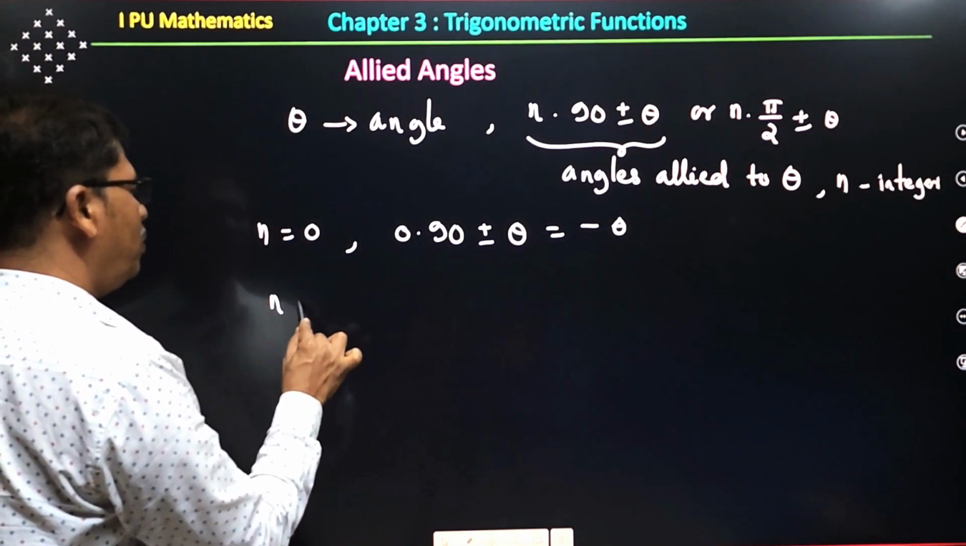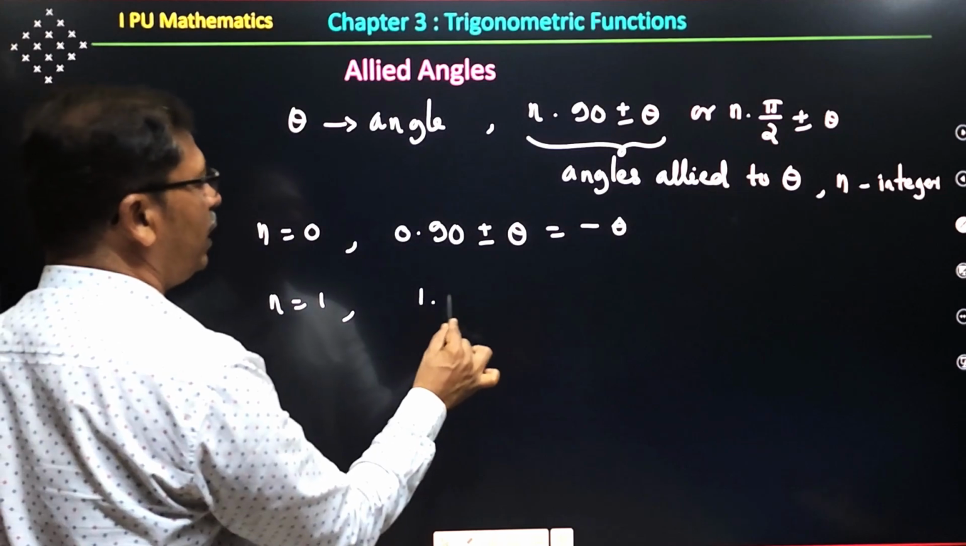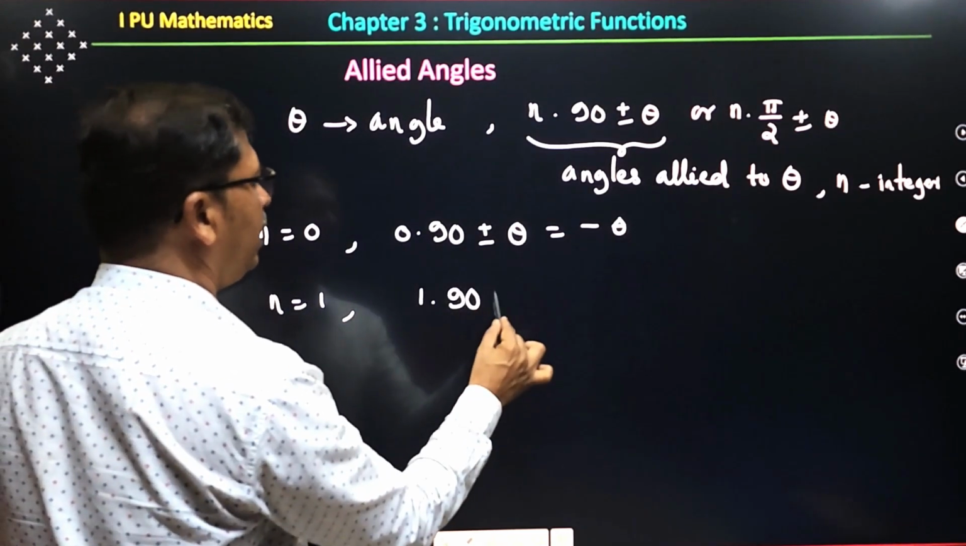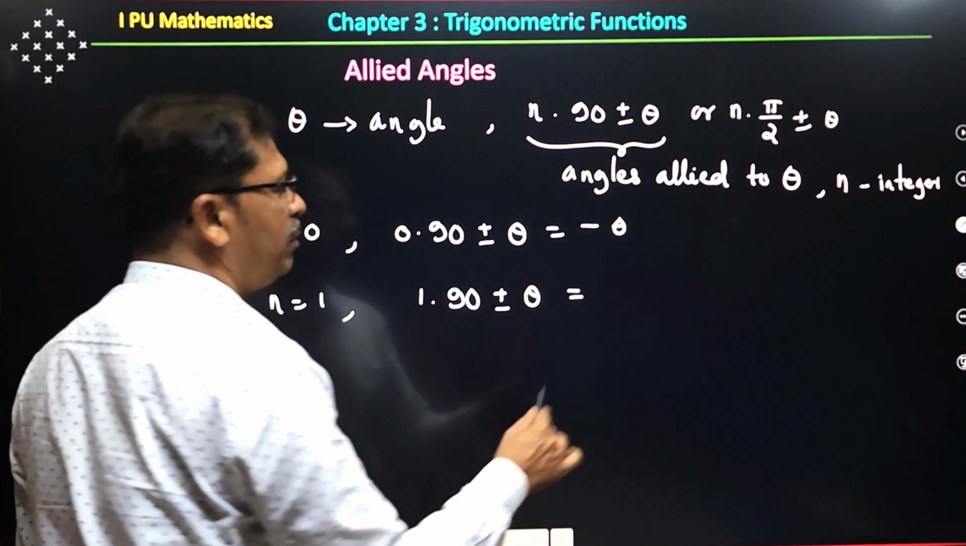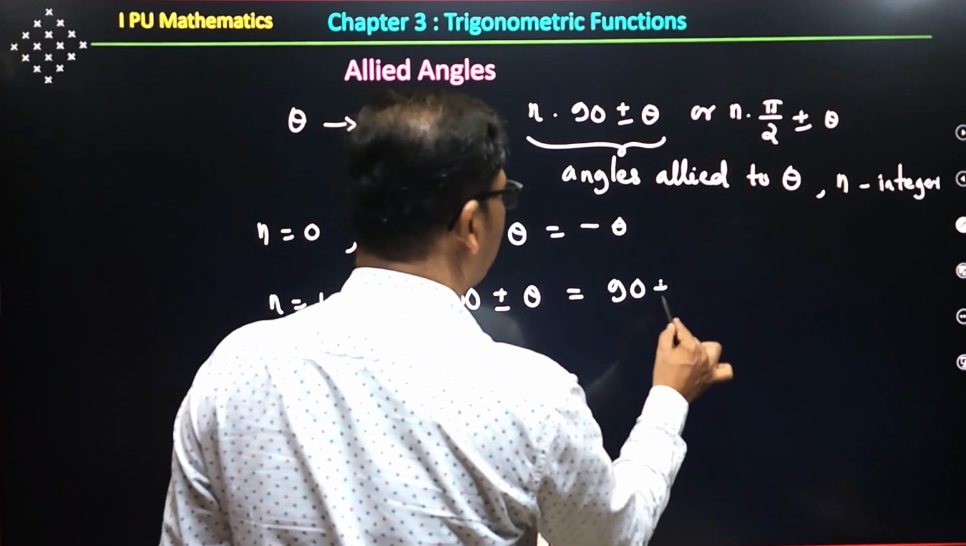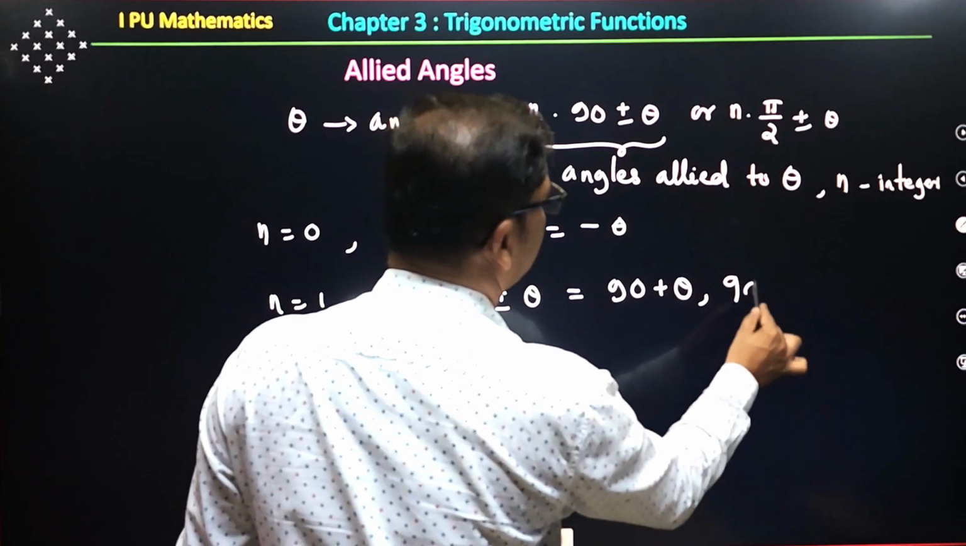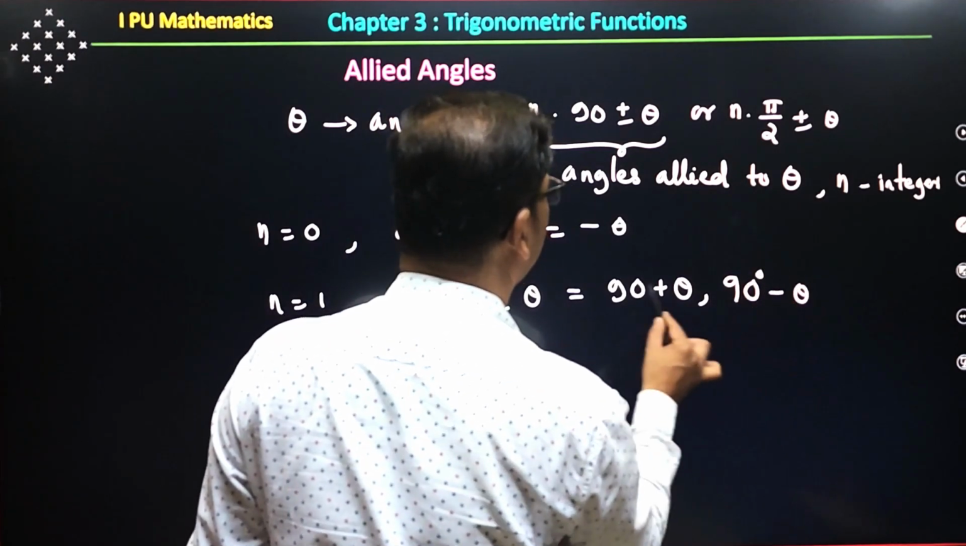When you take n equal to 1, you get 1 into 90 plus or minus theta. So you get two cases. This is equal to 90 plus theta. This is one allied angle, and another one is 90 degree minus theta. This is another allied angle.